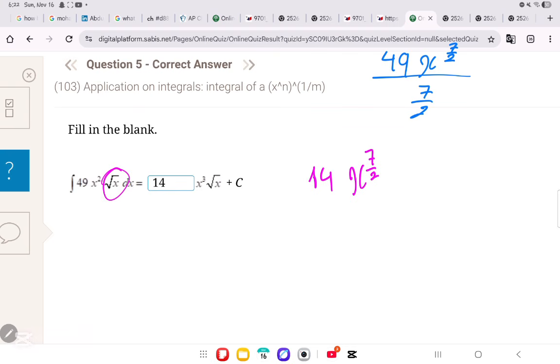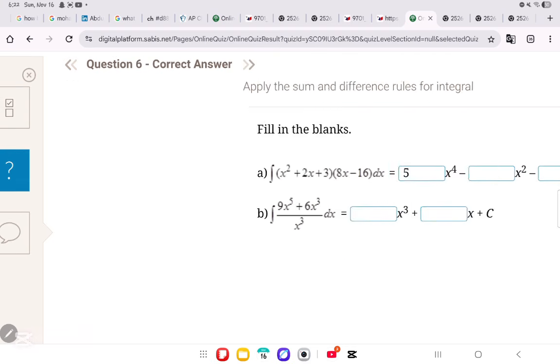On your calculator, put 7 over 2, make it equal, and then click Shift SD. You will get it to be 3 and 1 over 2. So what does it mean? That means it's 14 x to the power of 3 radical x. Okay, so that's my answer. We'll move on to question number 6.